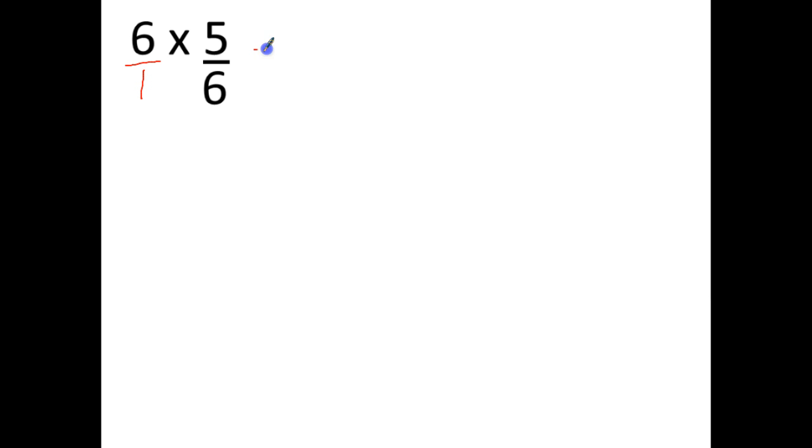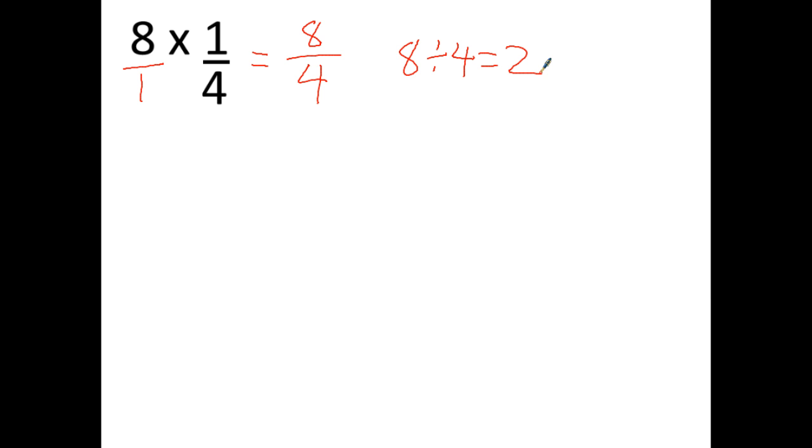Step 1. Top times top. Bottom times bottom. 30 divided by 6 gets me just a big old 5. Try it out. Oh, easy one. Step 1. 8 times 1 equals 8. That's what I get for saying it was easy. 1 times 4 equals 4. Gets me to 8 divided by 4, which equals just 2. So if I had 8 things that I would have 1/4 of, it would equal 2.